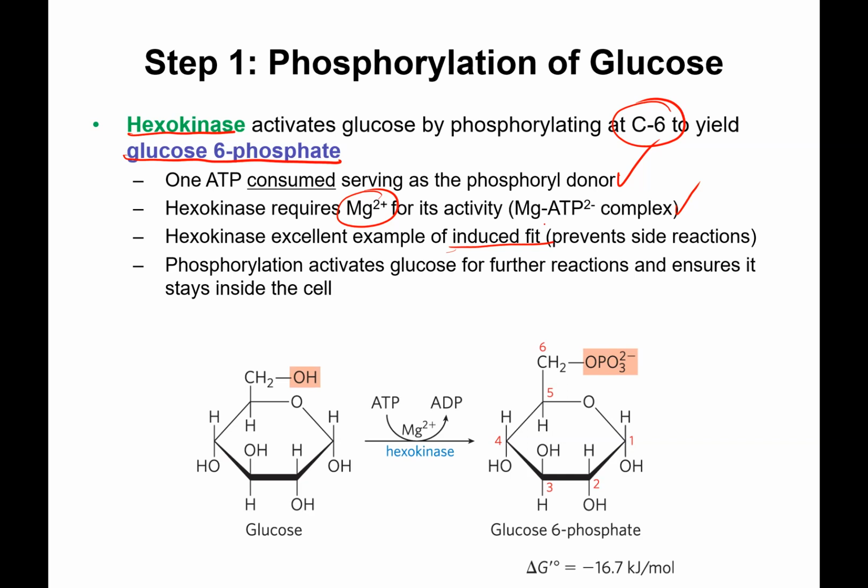And then, as mentioned previously, not only does phosphorylation activate glucose for further reactions, but it also makes sure that this molecule stays inside the cell. So we can consider this to be a high energy bond, and we're also adding a group that prevents it from going out through a glucose transporter that it came in. It is an exergonic reaction, negative 16.7 kilojoules per mole, so it tends to go only in the forward direction.